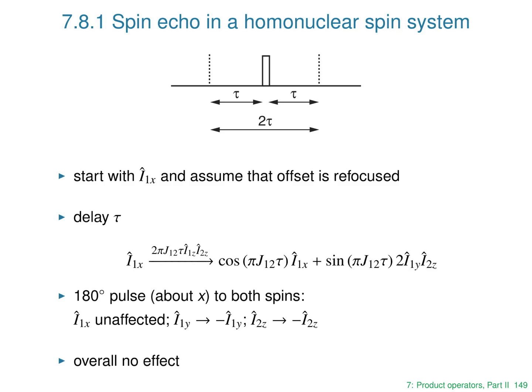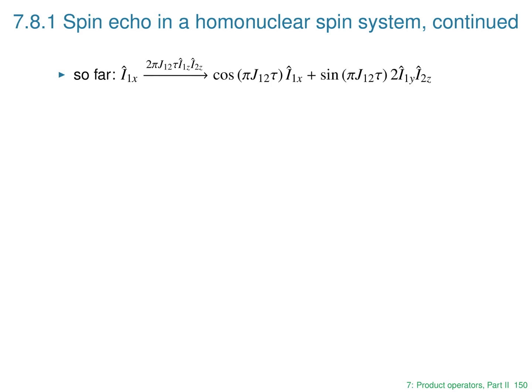So in this rather strange case, the pi pulse has no effect whatsoever on the evolution at this point. So that's done the delay and the 180, and now we need to finish it off doing the second delay. So far that's what we've got, and what we now need to do is work out the effect of the coupling during the second delay.